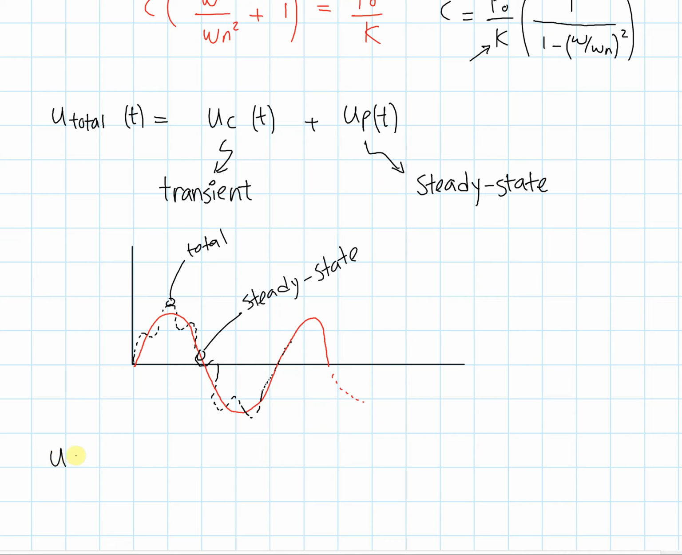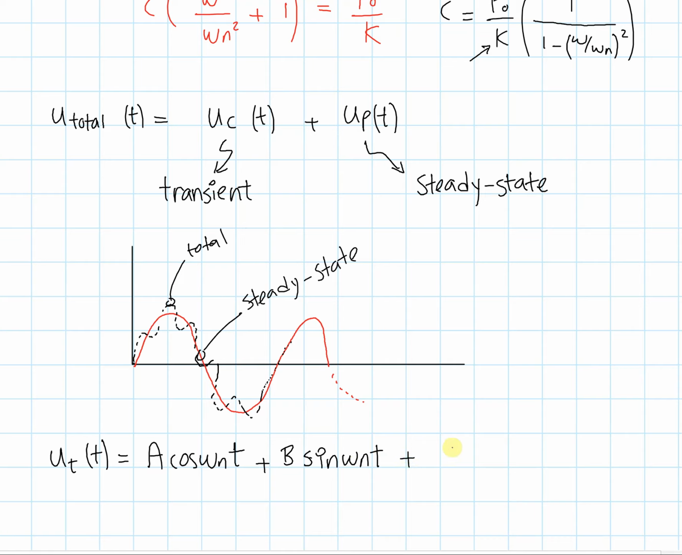So we have U, let's call this T for total, as a function of time, is equal to, if you recall, in the last lecture we had our complementary solution for initial conditions have the following form. We had an A cosine omega n t plus B sine omega n t. So that's our complementary solution.